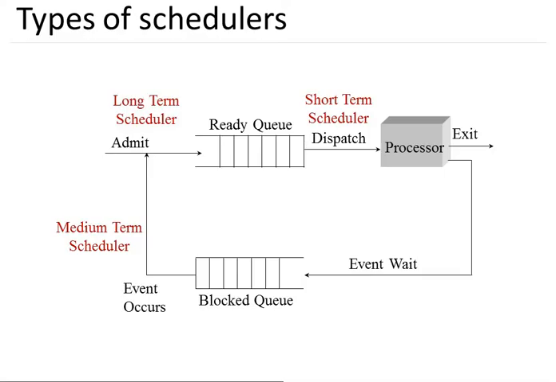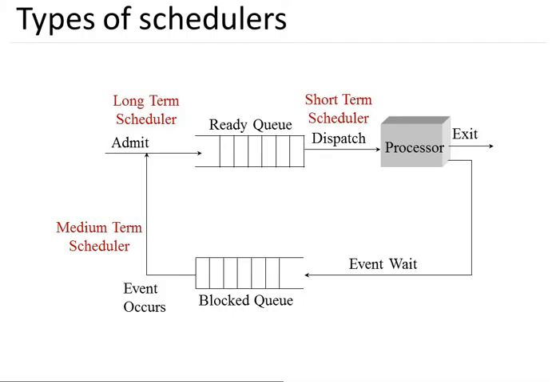Now let me reveal the suspense of its name. Its name is long-term, short-term, and medium-term. So what does it mean? For the long-term scheduler, the frequency of usage of this scheduler is very low. That means it is active over long durations. Its role is minimal in the system, but it is important, because it defines the degree of multiprogramming.